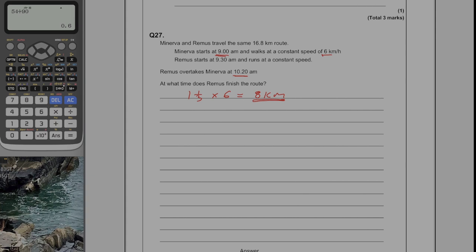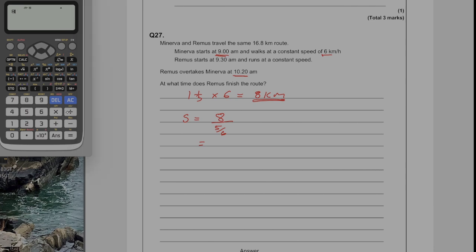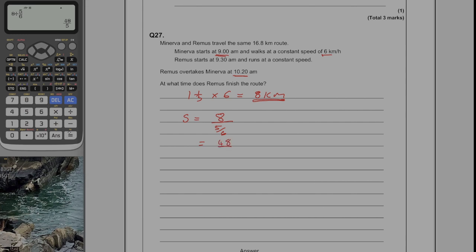So we need to work out Remus's speed. His speed is equal to the distance that he's run, 8, divided by the time. The time would be 50 minutes, which would be 5/6 of an hour. So this will tell us his speed. So 8 divided by the fraction 5/6. And we could treat it, yeah, that's fine. So that's his speed, 48 fifths.